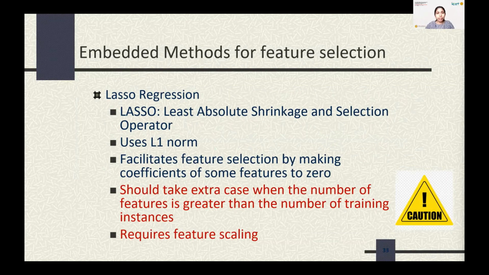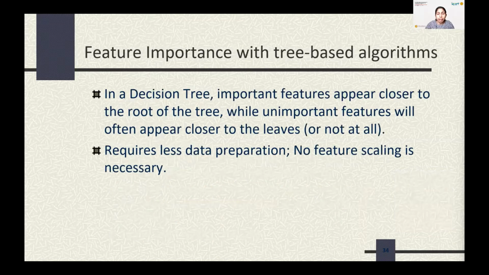So that is about using regularization to do feature selection. So we can use the lasso regression method to select features. And the other embedded method for feature selection would be the use of feature importance that can be calculated through the tree-based algorithms.